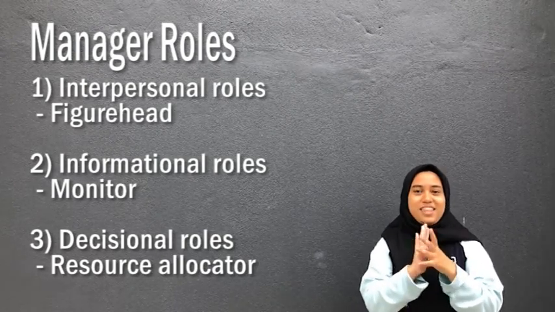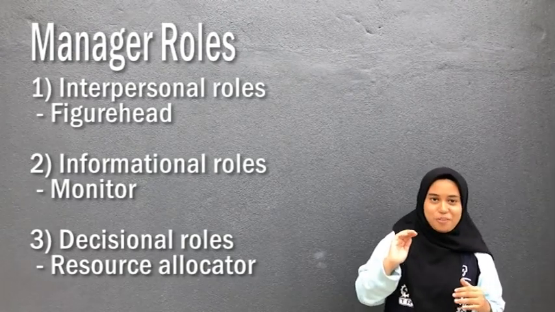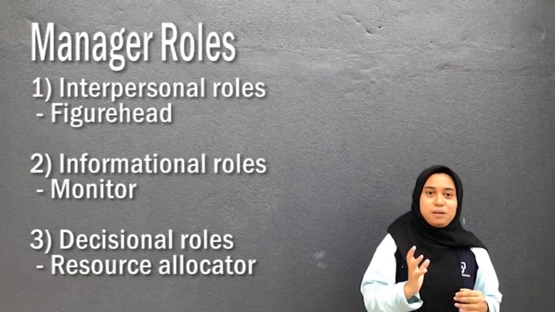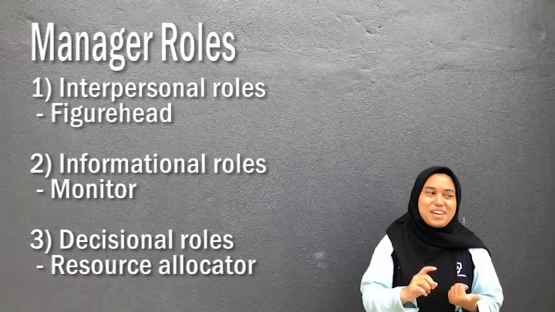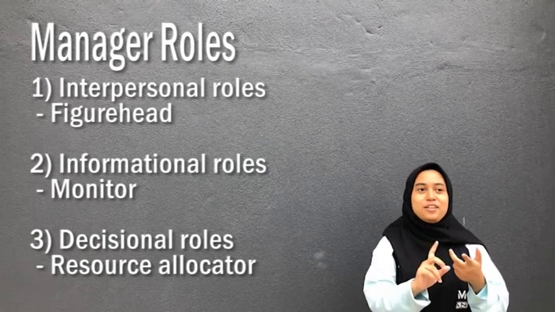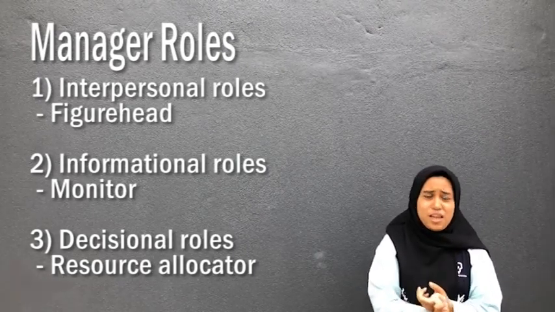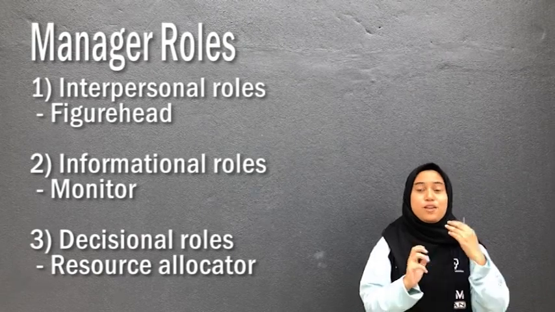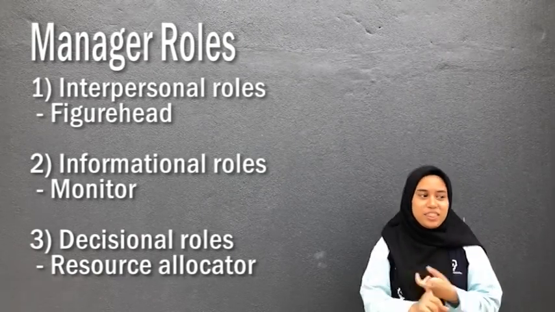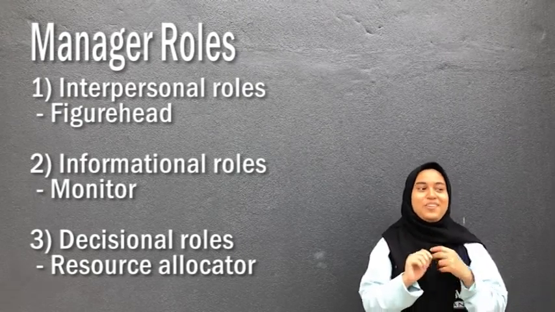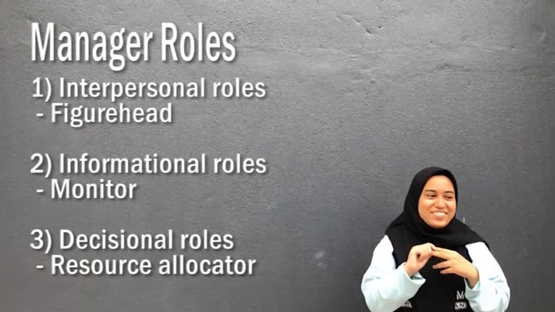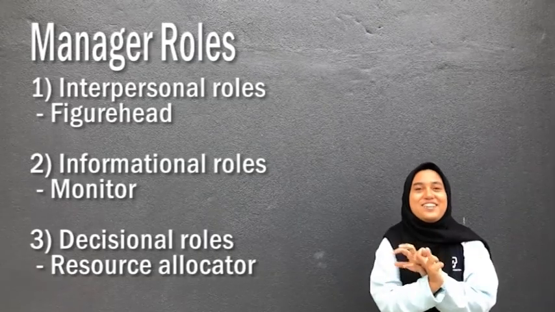Now we could see that each category would have examples. The first one, interpersonal roles, includes the figurehead and the spokesperson. The second one goes to the informational roles, which includes the monitor, and the third one goes to the decisional roles, which includes the negotiator. So thank you.